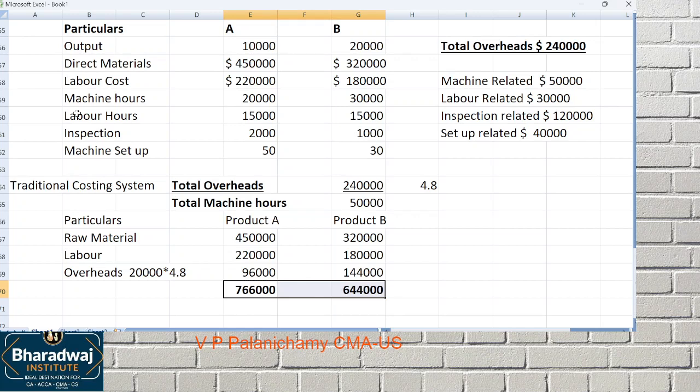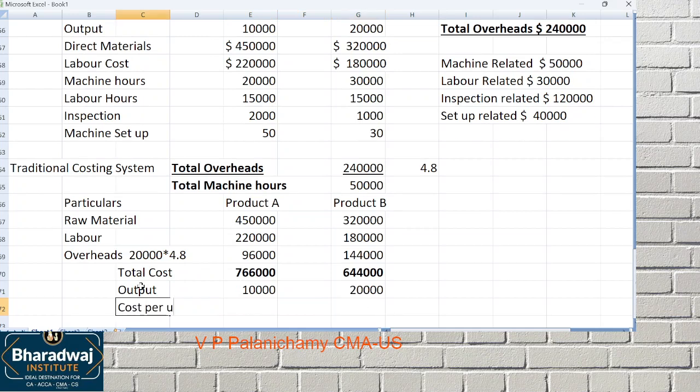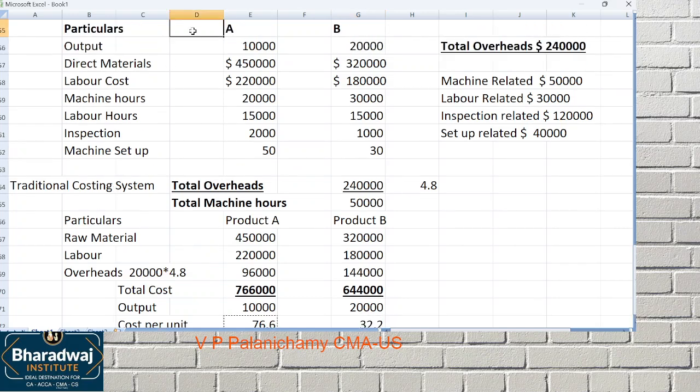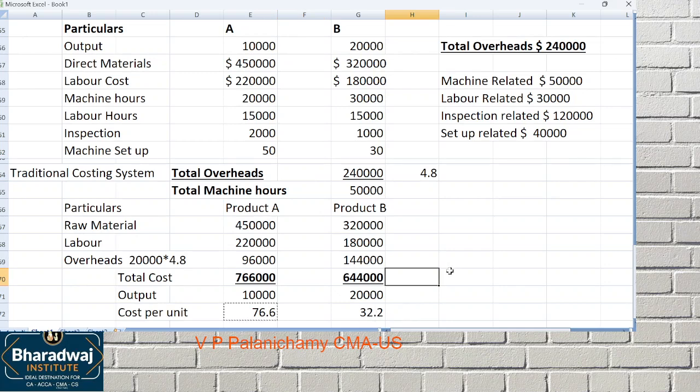This is the total cost divided by output. What is the output? 10,000 and 20,000. This will give us cost per unit. This is under which method? Traditional costing method. Now try to do it under the activity based costing method. So under the traditional costing method, what is the cost per unit? 76.6 and 32.2.